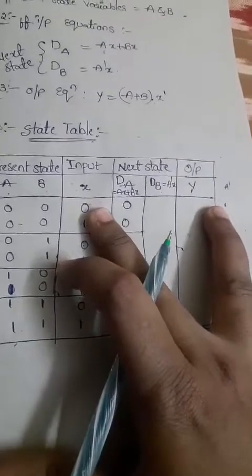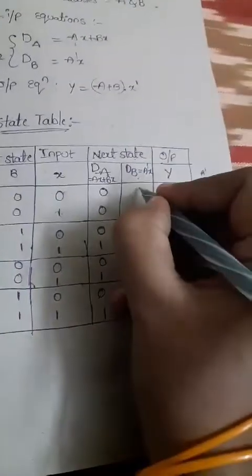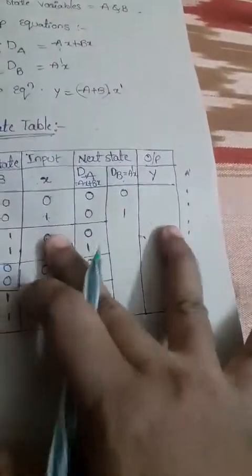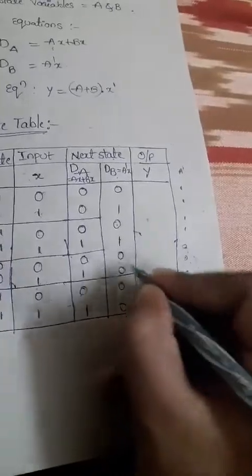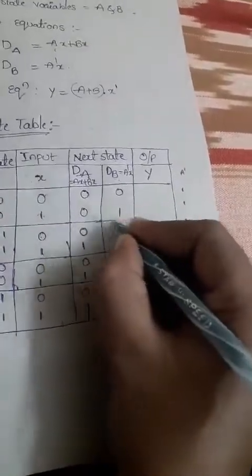So now multiply both the values. 1 into 0, 0. So 1 into 1, 1. 0 into 1, 0. So 1 into 1, 1. So 0 into 0, 0. 1 into 0, 0. 0 into 0, 0. 1 into 0, 0. Okay. So this is the a complement x that will be equal to the db value.